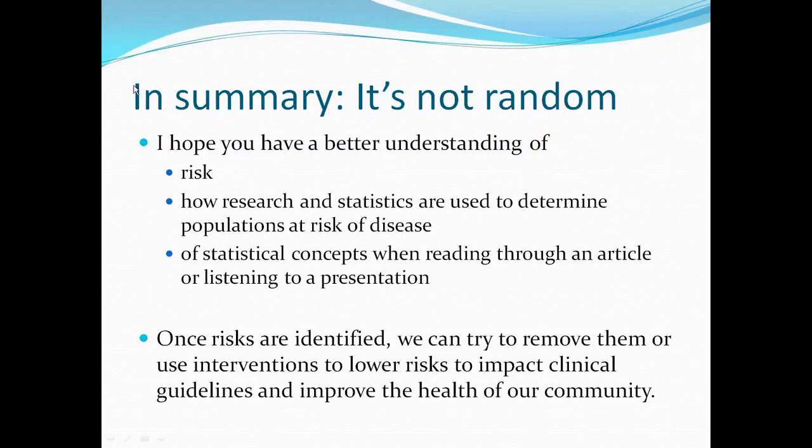So I hope I didn't overwhelm you, but in summary, I hope you now understand that it's not random, and I hope you have a better understanding of risk and how research and statistics are used to determine populations at risk of disease. And I hope you can understand a little bit better, when you're reading through an article or listening to a presentation, some of the statistical concepts that they're talking about. But just know that really our bottom line is to identify risks so we can try to remove them or use interventions to lower risk so we can decrease the incidence of a disease and impact clinical guidelines and improve the health of the community.